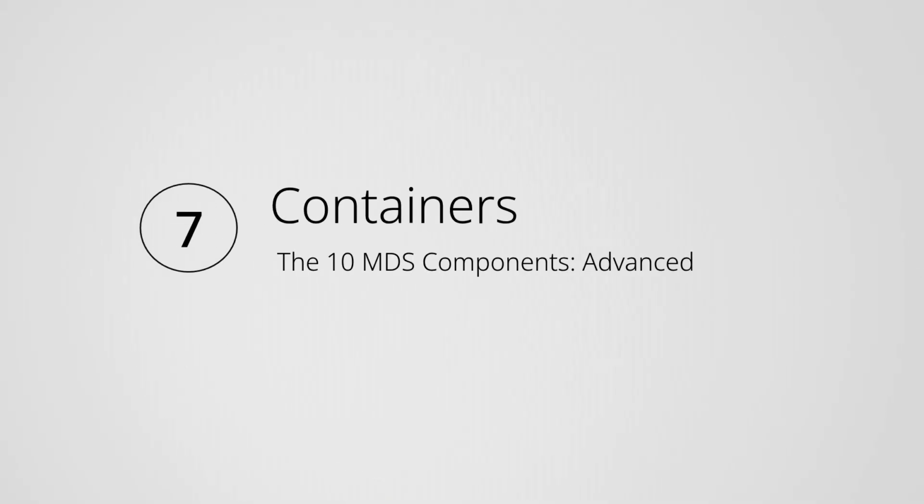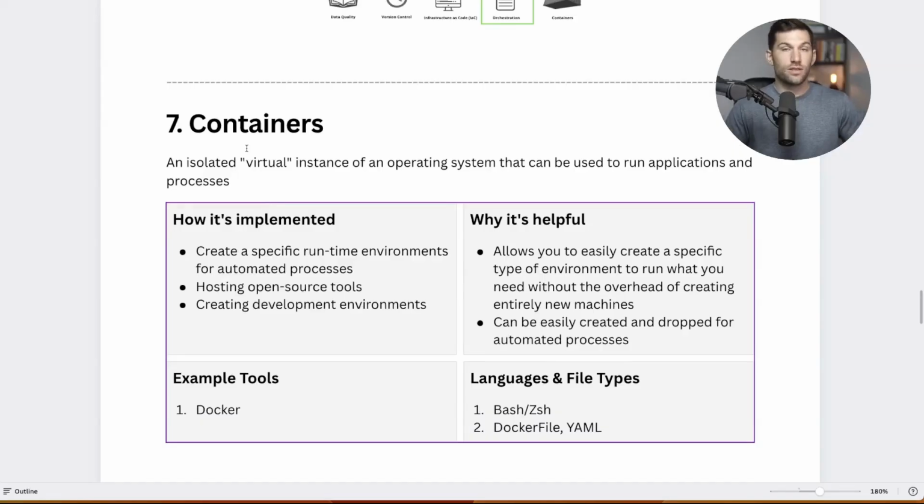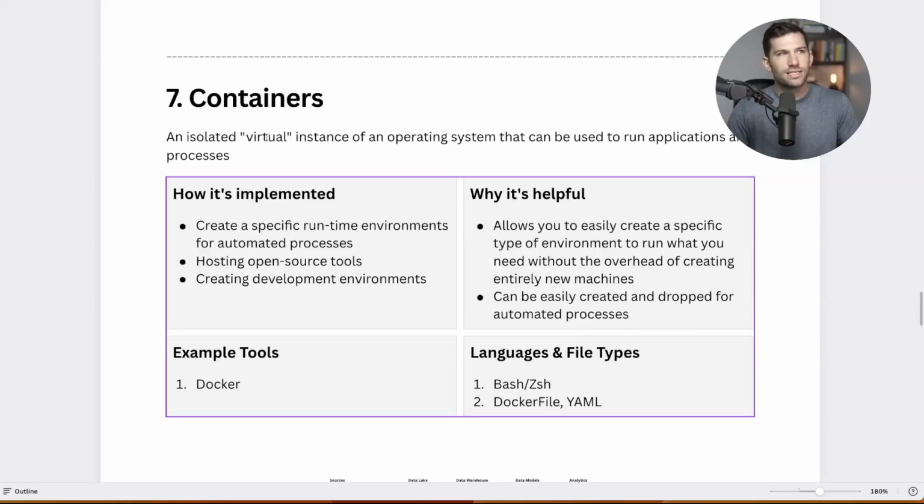All right, number seven is containers. And containers are something that you don't necessarily need right away, but I think a lot of teams end up going that route for a variety of different reasons. And essentially a container is an isolated virtual instance of an operating system that can be used to run applications and processes.